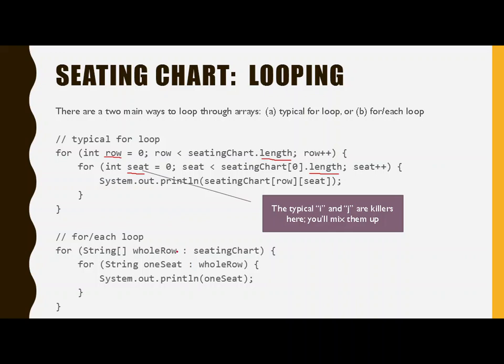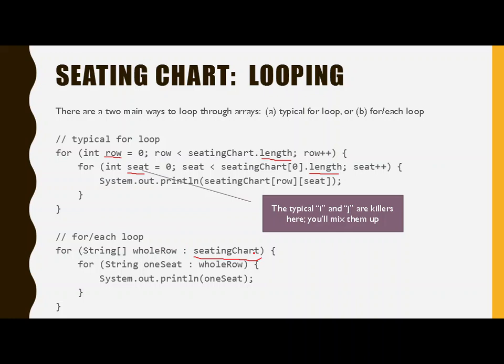Well, first of all, it uses a colon to separate the collection on the right from the element in the collection on the left. This one's a little hard to wrap your mind around at first, but if you think of it this way, always write this part first. Put the colon, then over here write the name of the collection. Obviously we're looping through the seating chart.